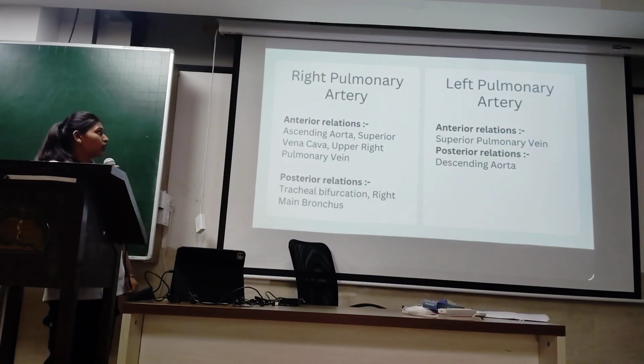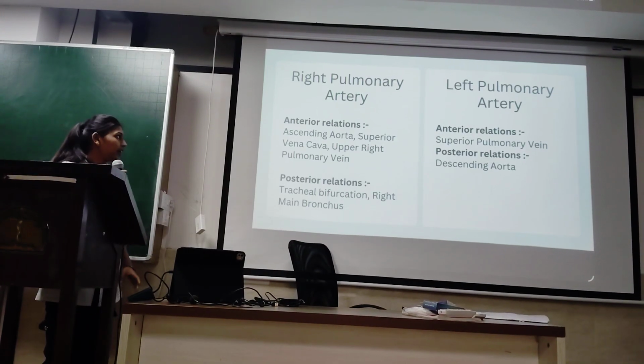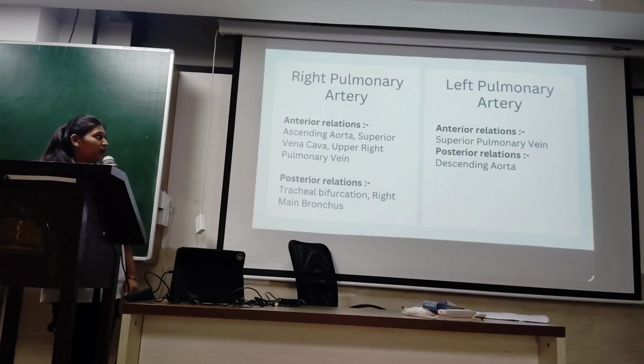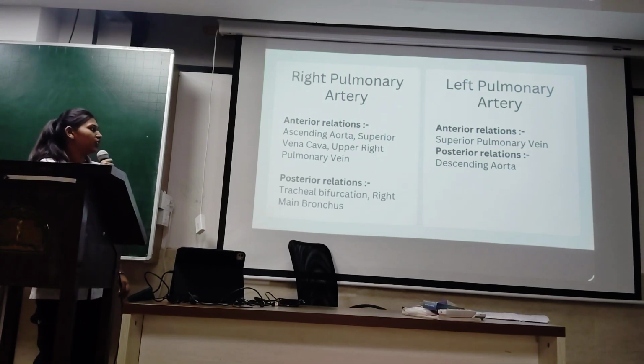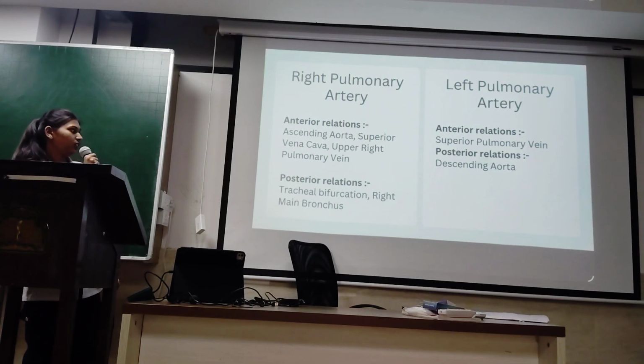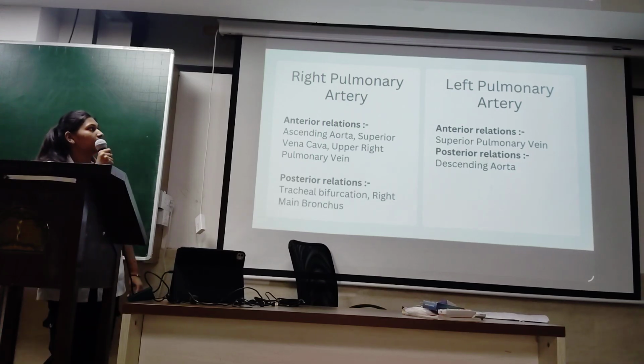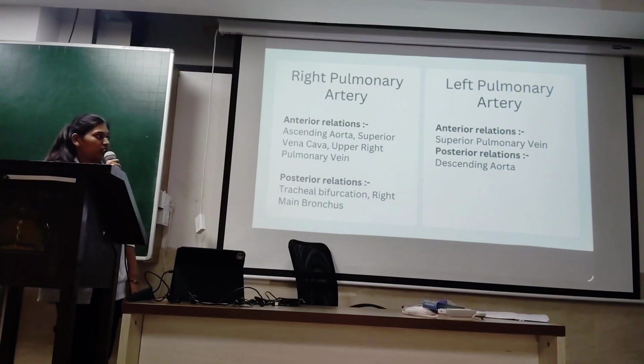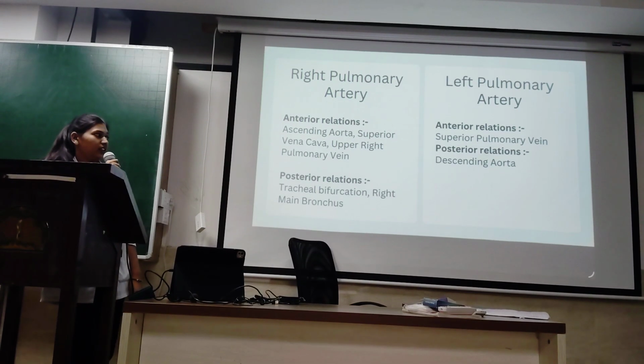Now let's see the relations of the right pulmonary artery and left pulmonary artery. Right pulmonary artery anterior relations are ascending aorta, superior vena cava, upper right pulmonary vein. Posterior relations are tracheal bifurcation, right main bronchus. Now let's see the left pulmonary artery. Anterior relations are superior pulmonary vein and posterior relations are descending aorta.